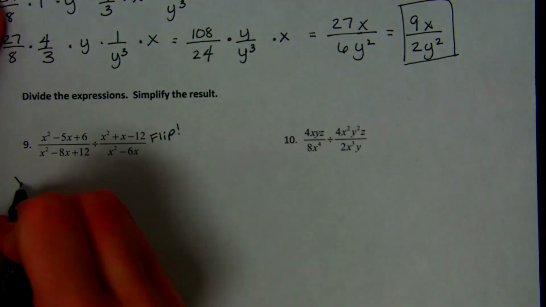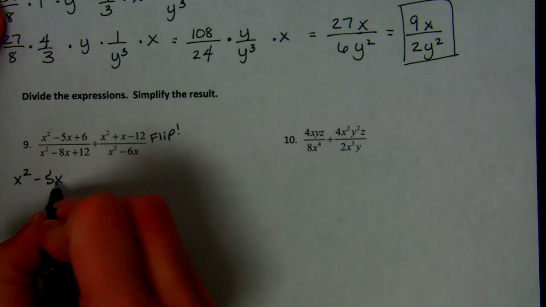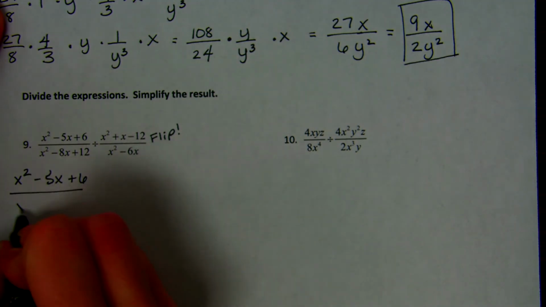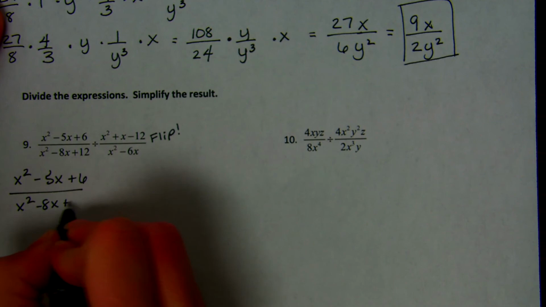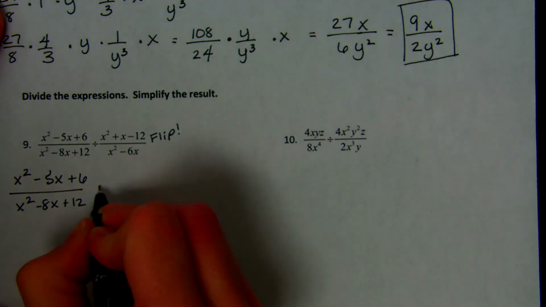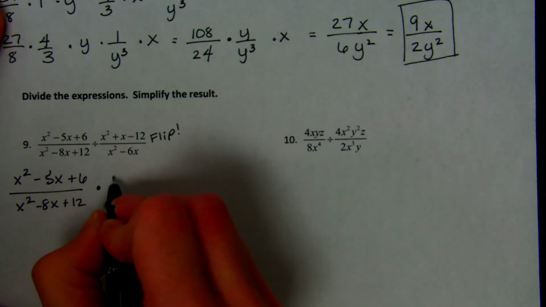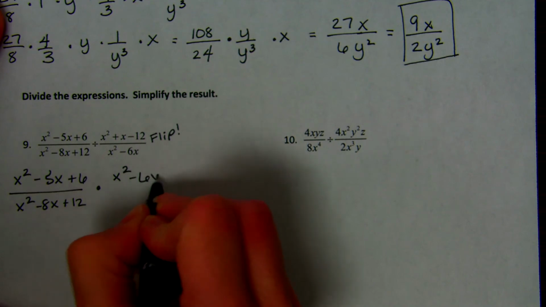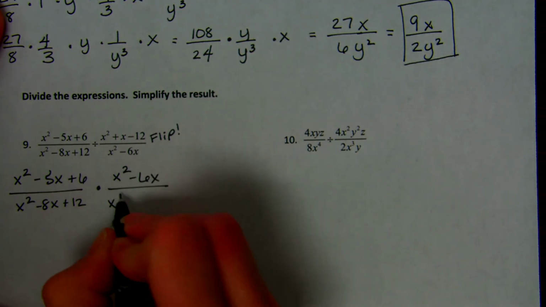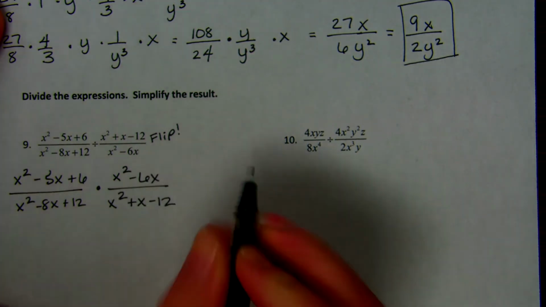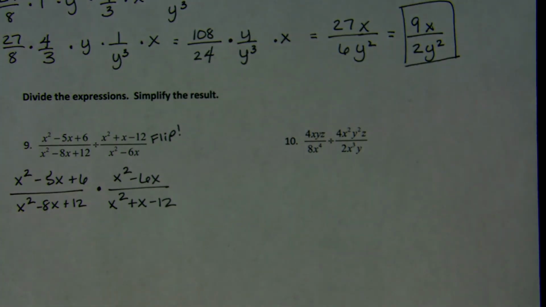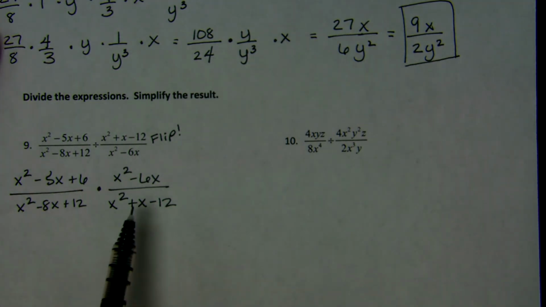So this becomes (x squared minus 5x plus 6) over (x squared minus 8x plus 12). I am multiplying and I'm going to flip, so times (x squared minus 6x) over (x squared plus x minus 12). And remember that rhyme: dividing fractions is easy as pie, just flip the second and multiply. That's what we are doing here. We are flipping that second fraction and we're multiplying.